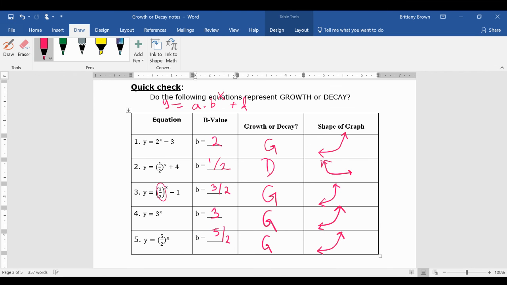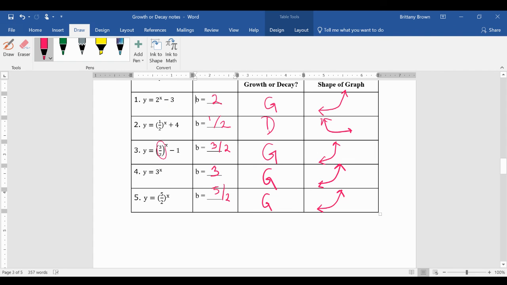All right, how could we turn that last equation into something that was decay? What could we do to make this decay instead of growth? How about we flip that fraction? 2 over 5. Now, if we divide that out, that'd be roughly 0.4. Well, exactly 0.4, actually. And if that was the case, that would be a decay. All right. So there's some examples on how to determine whether you're dealing with a growth or decay function.